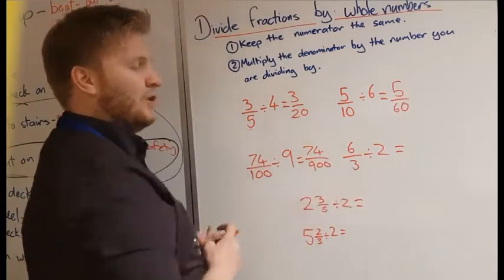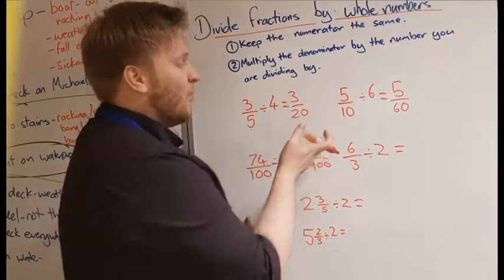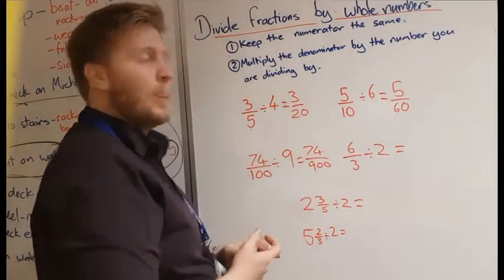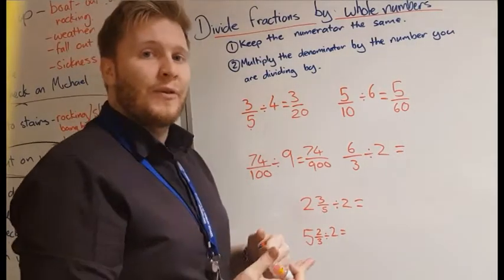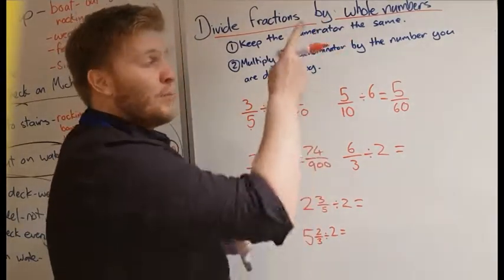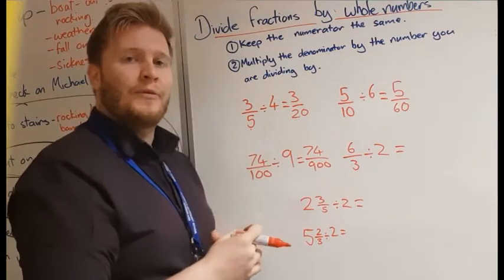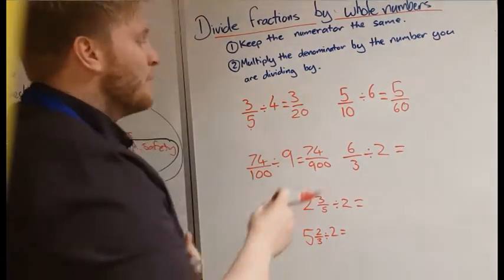6/3 divided by 2. So what you can see here is we've got an improper fraction, but it still works exactly the same. If you're not sure what improper fractions and mixed numbers are, look up there, there'll be a link to one of the videos. Click on that, it'll show you exactly what improper fractions and mixed numbers are. But we do exactly the same.